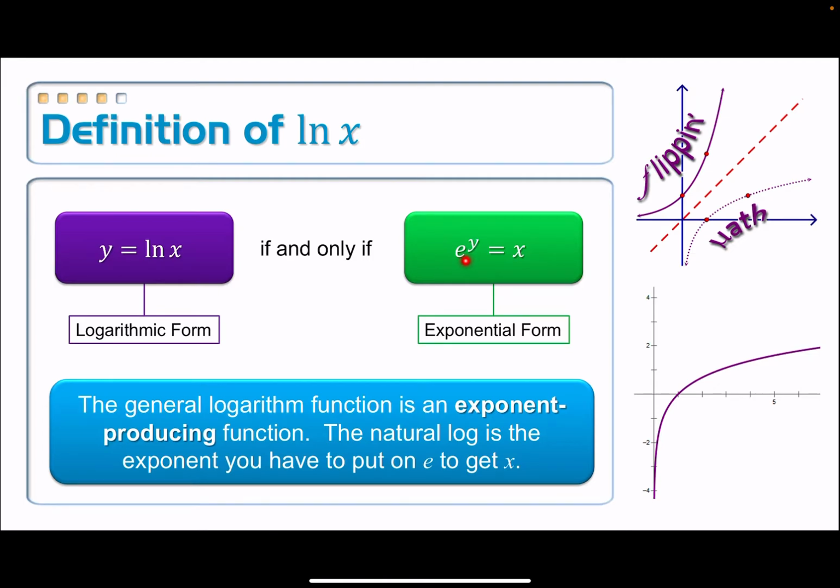Here is the equivalent form of this natural log. In order to find its inverse, I take that y and that x and switch places, and I get y is equal to e to the x, which is this function here, of course.